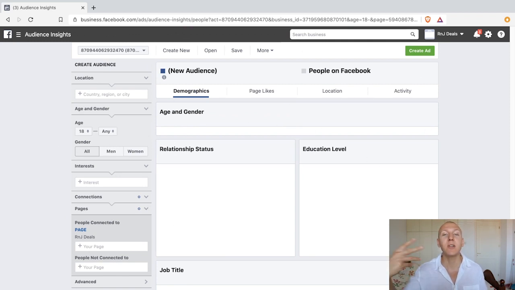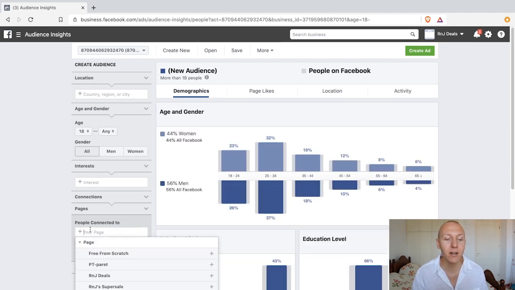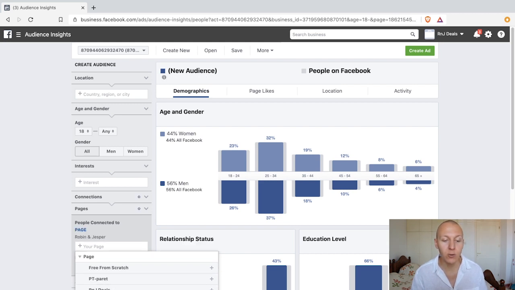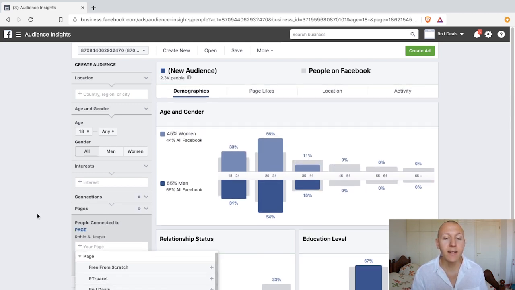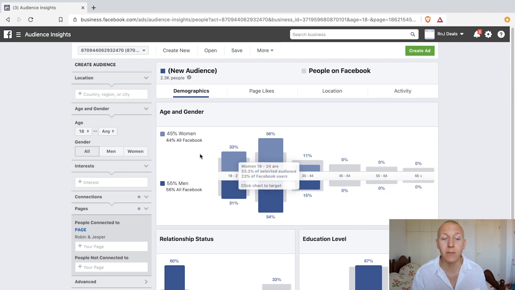Now, of course, we're not getting that information because we don't have that many people yet. Well, probably none at all if you just created your page. So we're not going to get any information. But once we do have a little bit of people, let's take another one of our pages. We can do Robin and Jesper here. So adding in Robin and Jesper, we're going to get a little bit of information, right?